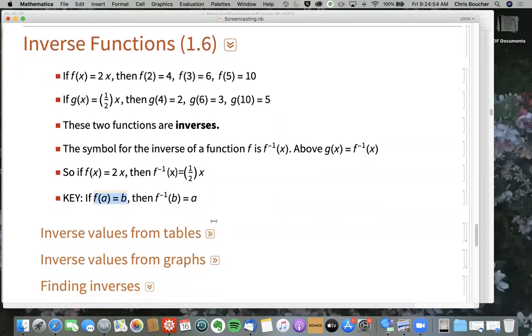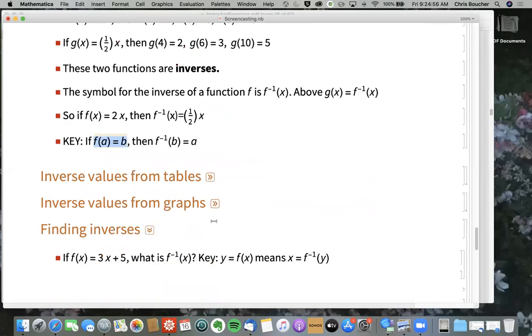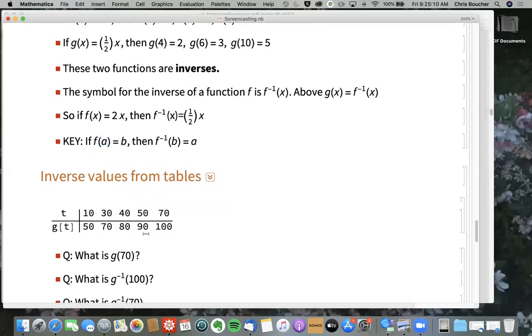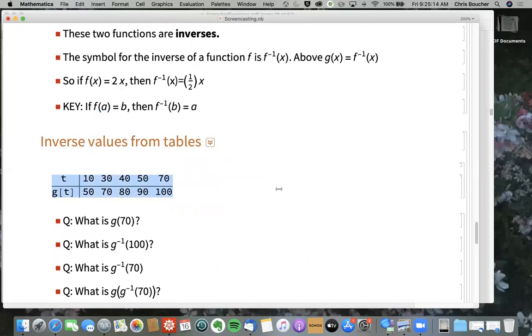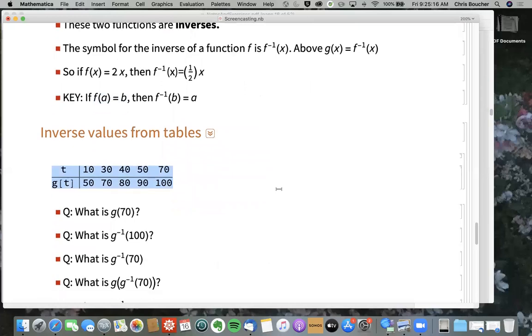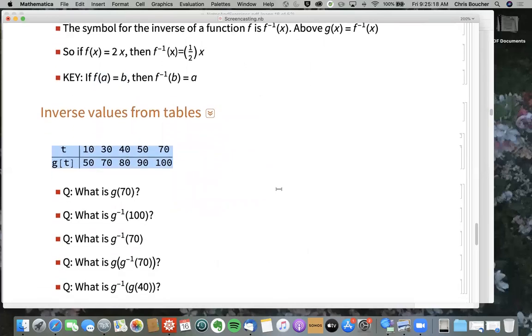All right, let's talk about recognizing inverses from tables and graphs. And then in some simple examples, we'll address this question of, if you have a function, how do you find the inverse? That can be difficult, but we can do it in some simple examples. Suppose I have a table of values for a function like this one. It's an input-output table. We've seen plenty of examples of this before. Let's answer some questions about this function.